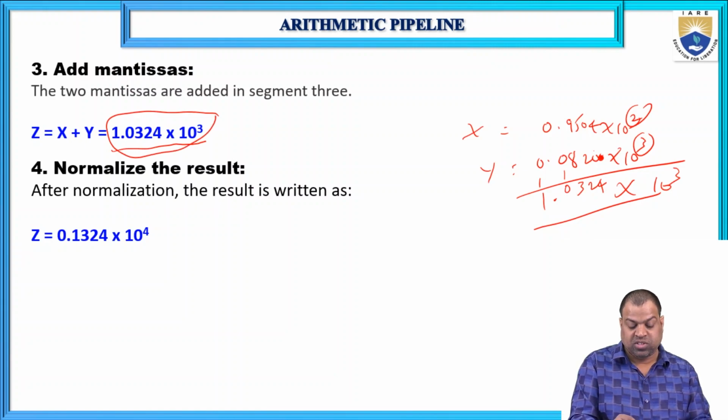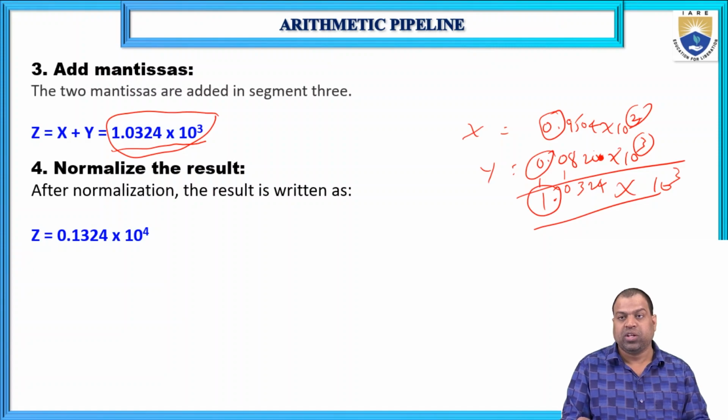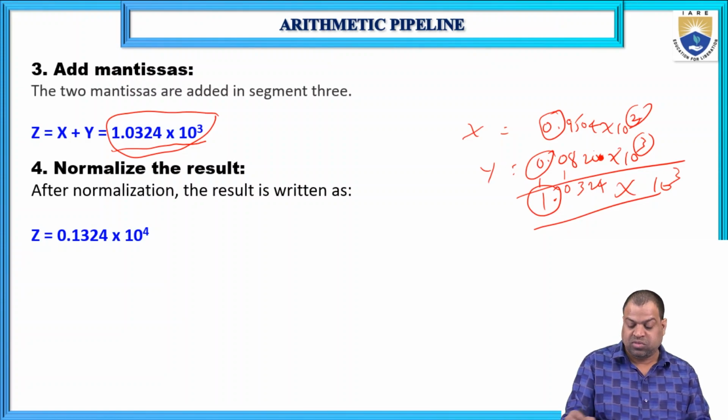So normalize the result. Why? Because here 0 point is there, here 0 point is there, but the output I am getting is 1 point. Is it normalized? No, the mantissa is not normalized. Why? Because previously X equal to 0 point something, Y equal to 0 point something, but I am getting the answer 1.0 something. So I have to normalize the result. Because the 1 point is there, it is changed to 0. So what I have to do is shift it to here like this.